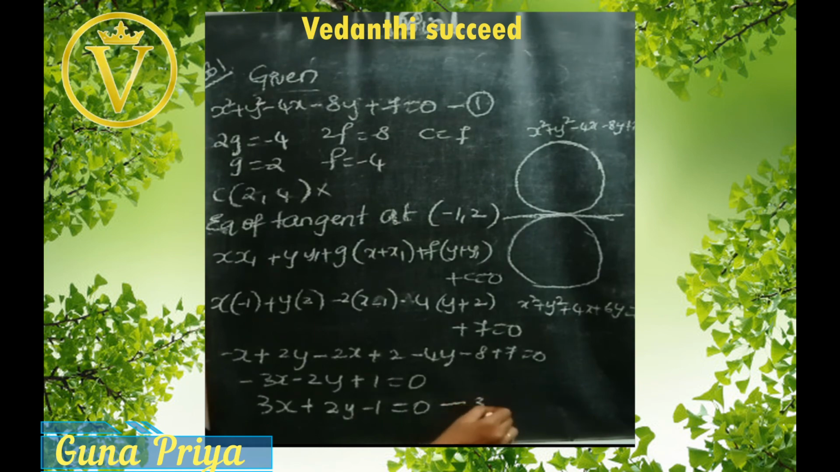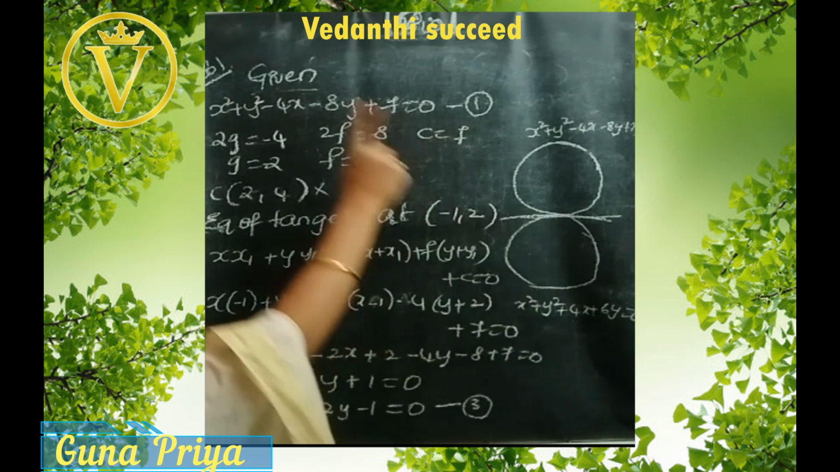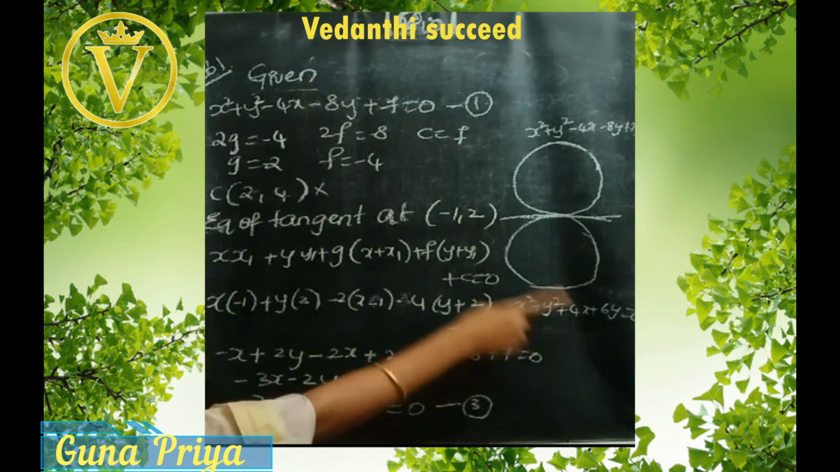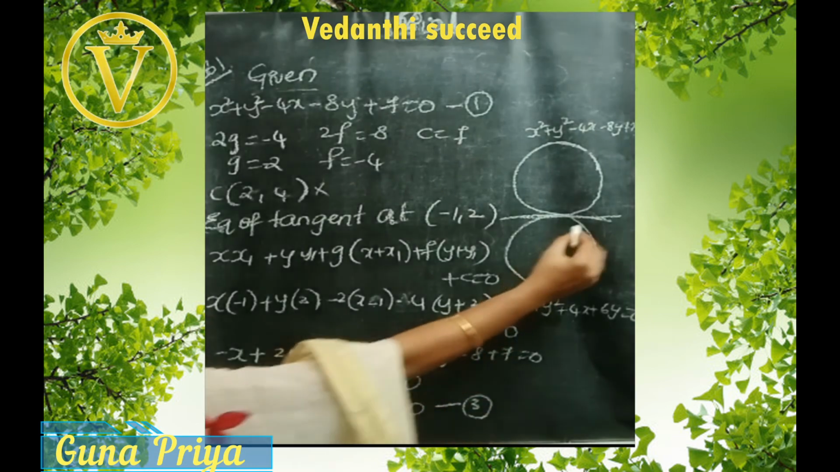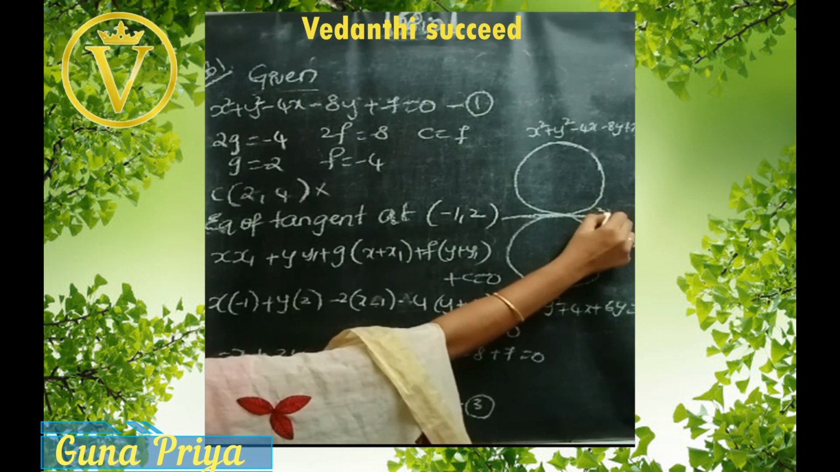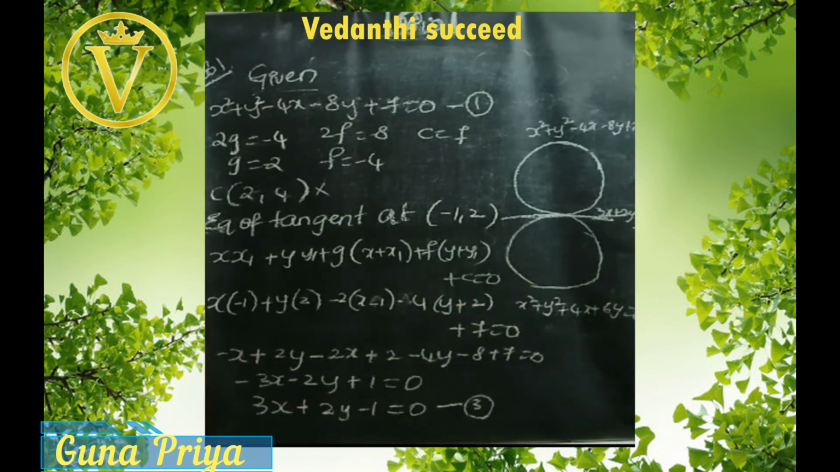Let's call this equation 3. Why? Because the second circle is equation 2. Don't confuse, you write the upper equation as equation number 2. This is the equation of the tangent: 3x plus 2y minus 1 equals 0. Okay, our next step, what?